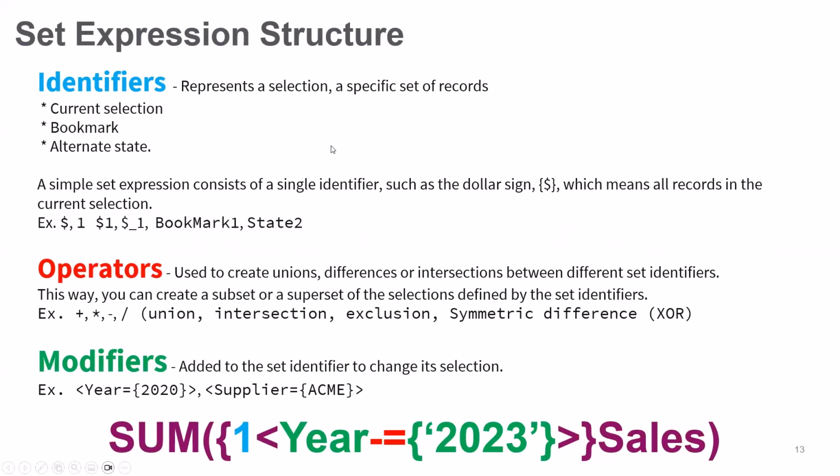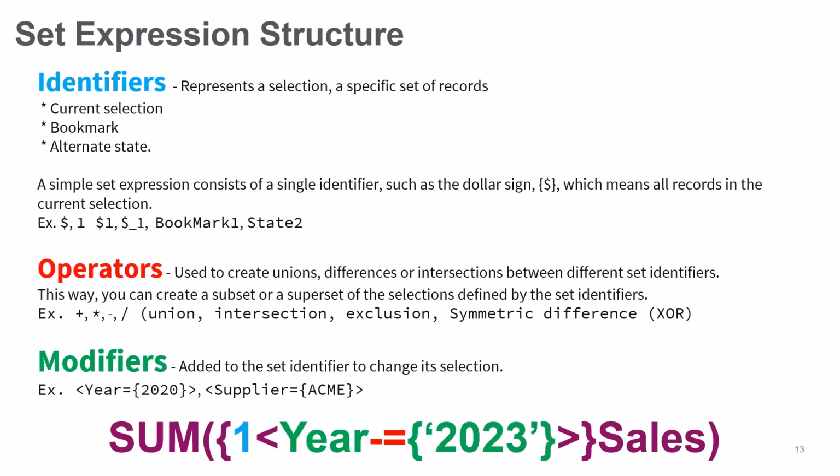Your identifier represents a selection or a specific set of records, and there are ways, as you're going to see, of how we can do that. Are we looking at the current selection? You could also, for example, if you created a bookmark, reference that bookmark in your set analysis expression, making your set of data easier to define. You could also represent an alternate state.